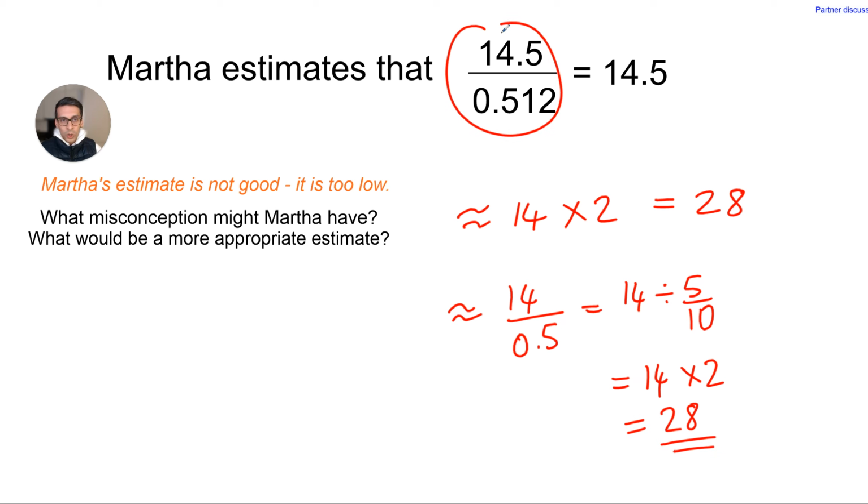It would have taken a lot longer for us to work out 14.5 divided by 0.512. So this estimate should be close enough, and this is a more appropriate estimate. Both of these methods are fine. The first way I did this might require a bit more confidence as you do this topic a bit more.